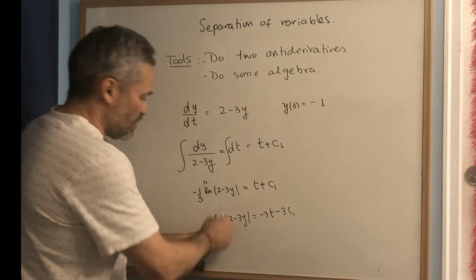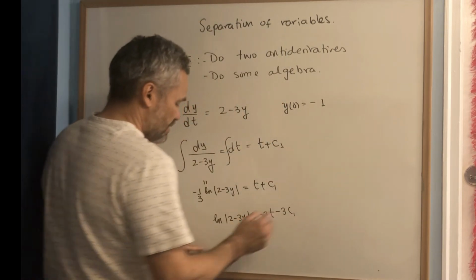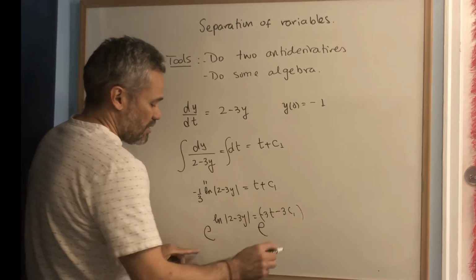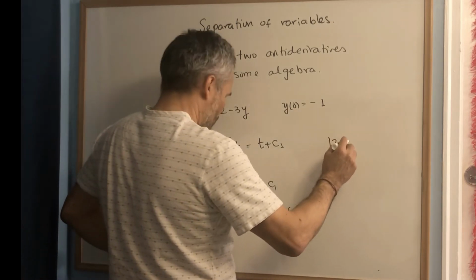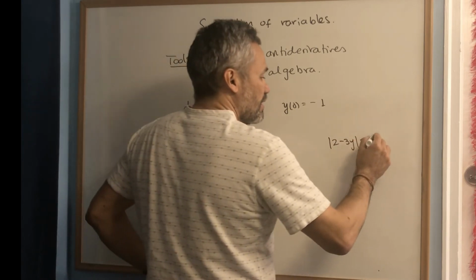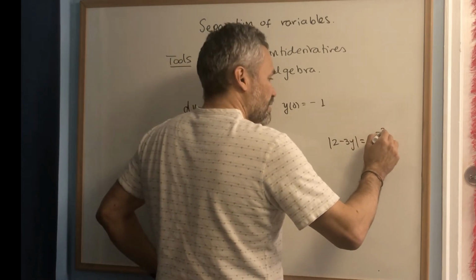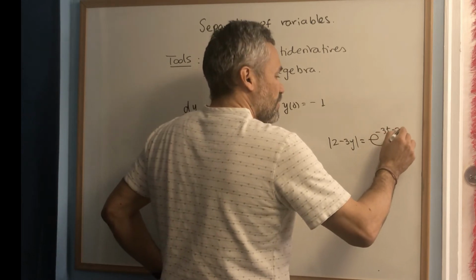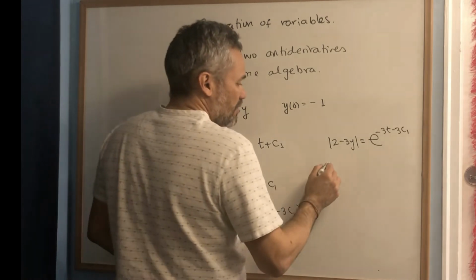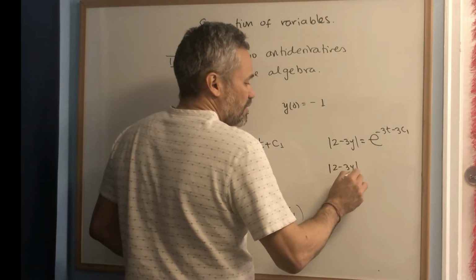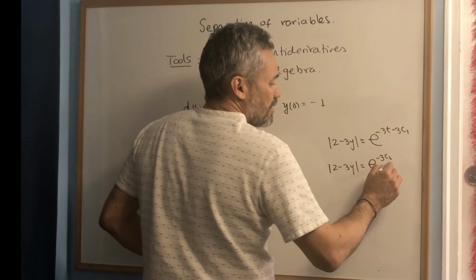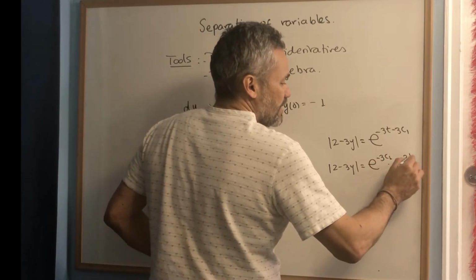When we do e to this power and e to this power, we get that the absolute value of 2 minus 3y is equal to e to the negative 3t minus 3c1. Right? But let's use a little bit of property of the exponent. This is e to the negative 3c1 times e to the negative 3t.